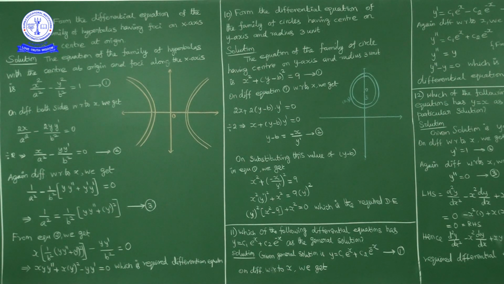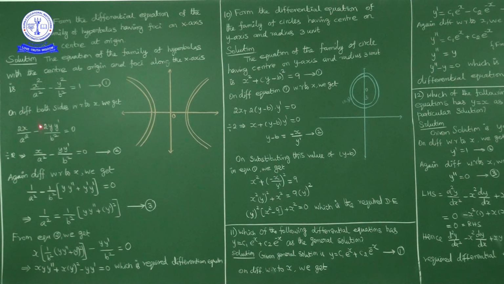Okay, now here we have two arbitrary constants a and b. So to eliminate these two arbitrary constants, we have to differentiate equation 1 twice. Okay, now on differentiating with respect to x on both sides, what do we get? x square derivative 2x by a square minus 1 by b square as it is, y square derivative 2y into y dash, constant derivative 0.